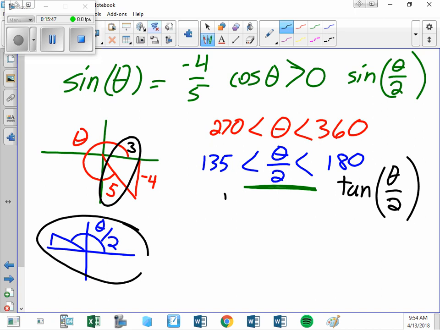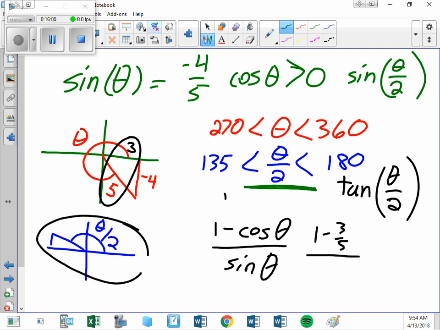So I'm going to get 1 minus the cosine of theta over the sine of theta. So it's going to be 1 minus, what is the cosine of the original angle? 3/5. So 1 minus 3/5 over the sine of that angle, which is negative 4/5. So the top turns into 2/5, and the bottom is negative 4/5. We can drop the 5s, and it's just negative 1/2. So the tangent of theta over 2 is negative 1/2.